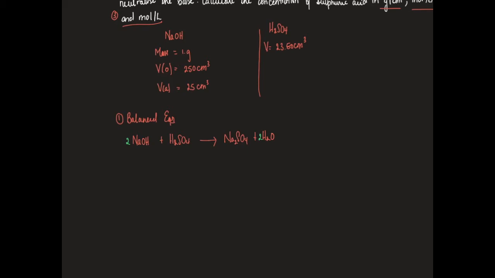So this equation tells you that 2 moles of sodium hydroxide neutralizes 1 mole of sulfuric acid. So the second thing we're going to do is calculate the moles of the base.